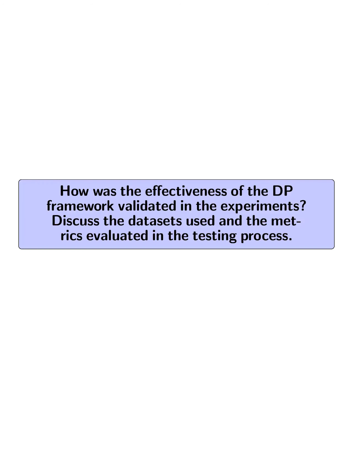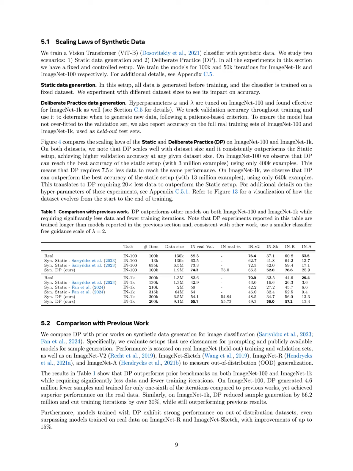How was the effectiveness of the DP framework validated in the experiments? Discuss the datasets used and the metrics evaluated in the testing process. The effectiveness of the deliberate practice DP framework was validated through extensive experiments on two datasets, ImageNet 100 and ImageNet 1K. In these experiments, the DP framework was compared against static data generation methods, where all data is generated before training. The validation accuracy was tracked throughout training, and the performance was evaluated using a fixed small validation set of real data, with the real training sets serving as held-out test sets.